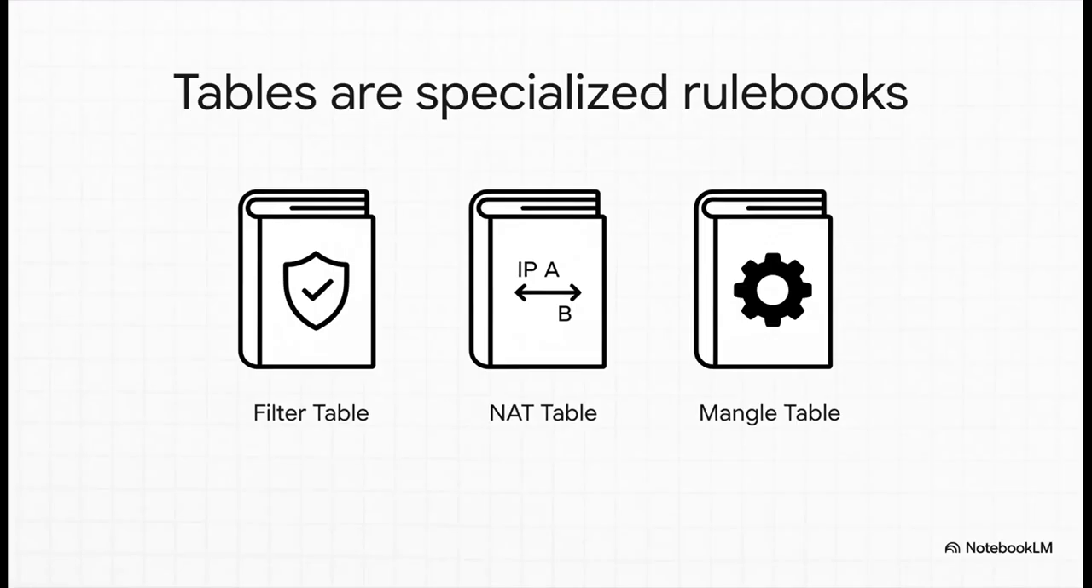Think of tables like different rulebooks, each for a specific job. You don't have just one giant list of rules. The filter table, its whole job is just to decide allow or deny. The NAT table's job is to rewrite addresses. Each table is a specialist.